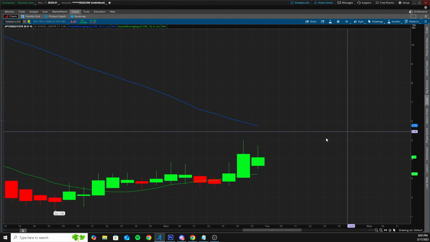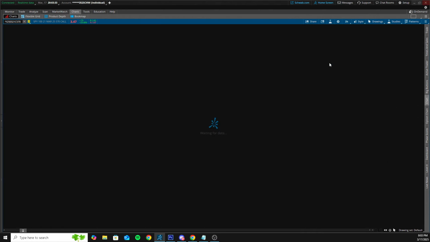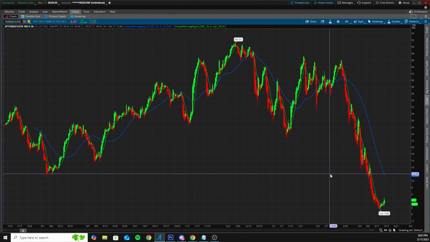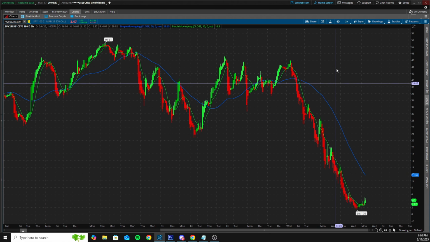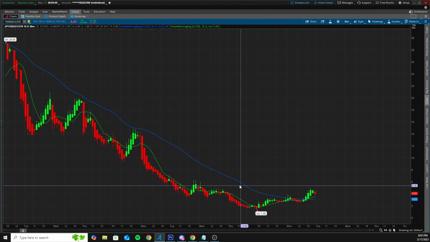The hourly right here is sloped down a little bit. Not exactly sure how far the 2 hour is. 2 hours all the way at 11, so this could run a bit. If we do cross on the 30-minute tomorrow, hopefully we see some good action.